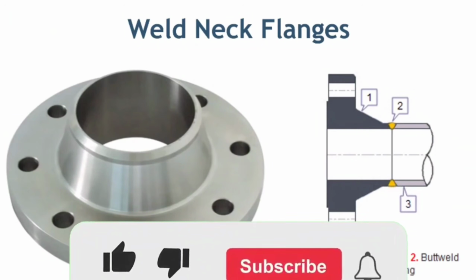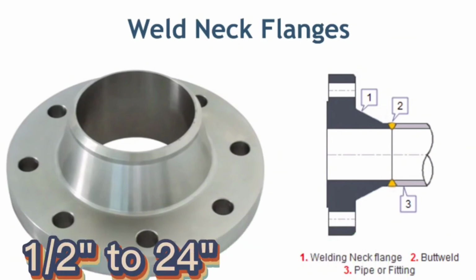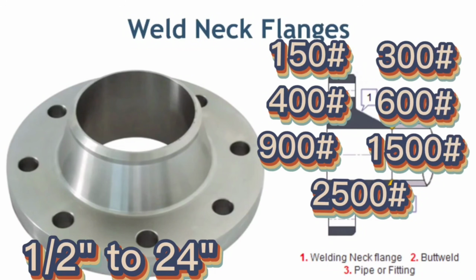Most commonly used dimensional standards for weld neck flanges are. This standard provides dimensions for weld neck flanges for size range 1/2 to 24 and for ratings 150 #, 300 #, 400 #, 600 #, 900 #, 1500 #, and 2500 #.